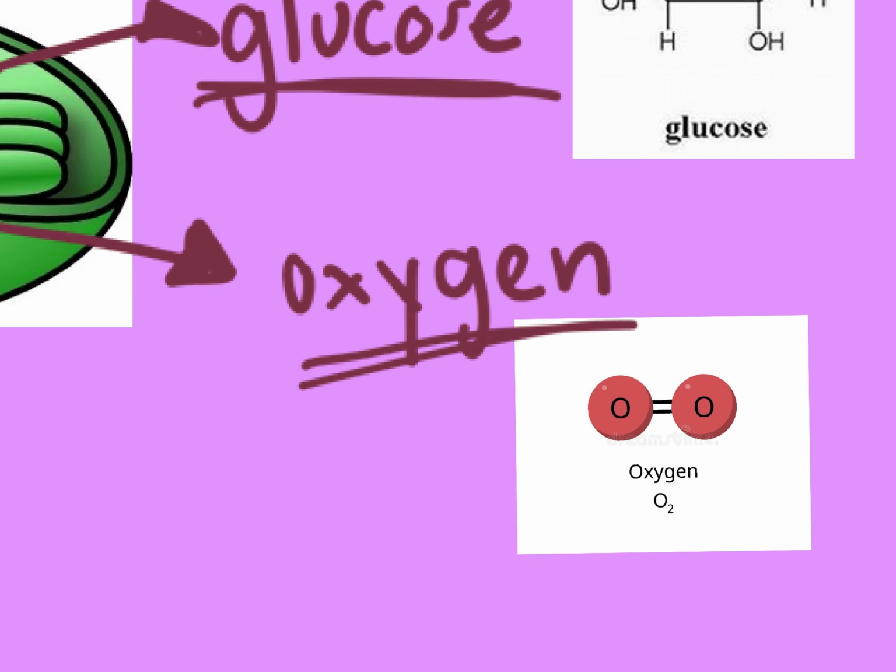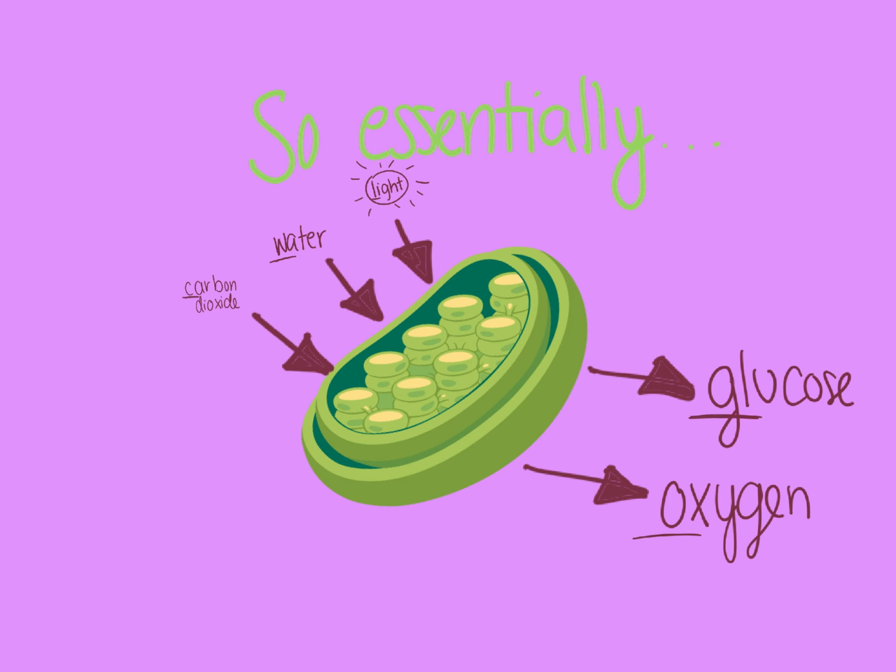And then our other output is oxygen. So essentially, carbon dioxide, water, and light go into the chloroplast and they create glucose and oxygen. Of course, the glucose is food for the plant. La glucosa es alimento para la planta. And the oxygen is a byproduct that the plants mostly release. Y el oxígeno es un subproducto que las plantas liberan mostly.